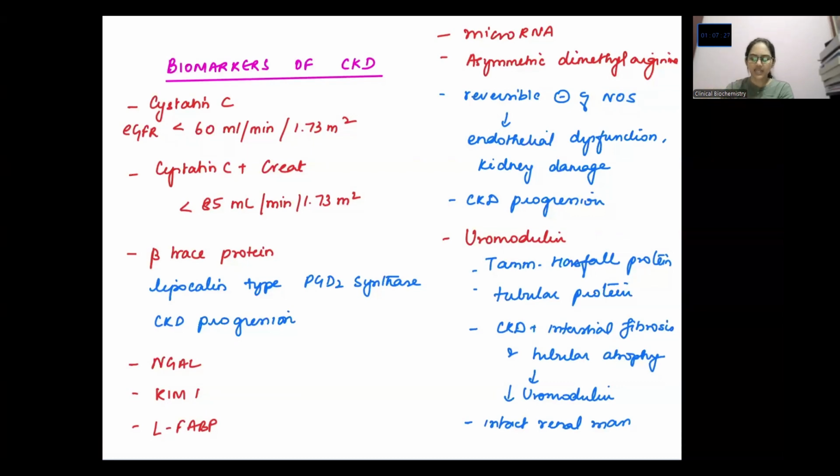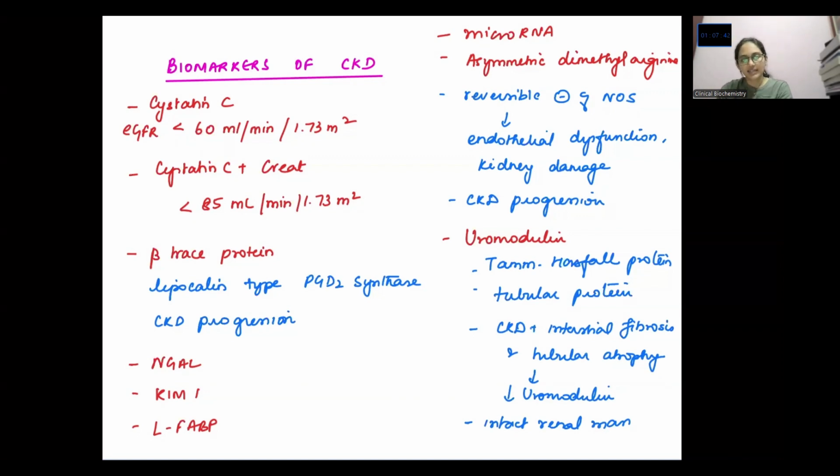Okay. The second marker is beta trace protein. Beta trace protein, this is a lipocalin type prostaglandin D2 synthase. And this is useful in finding out CKD progression, right?